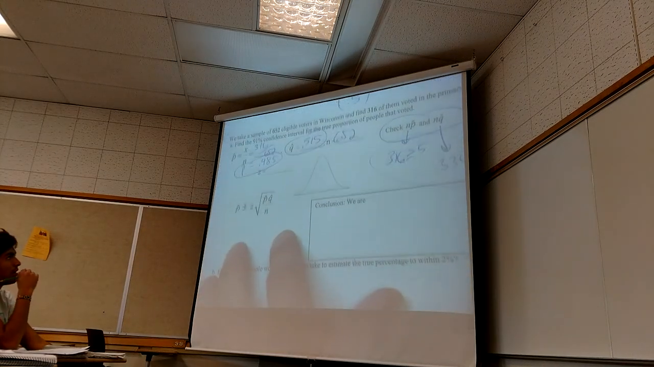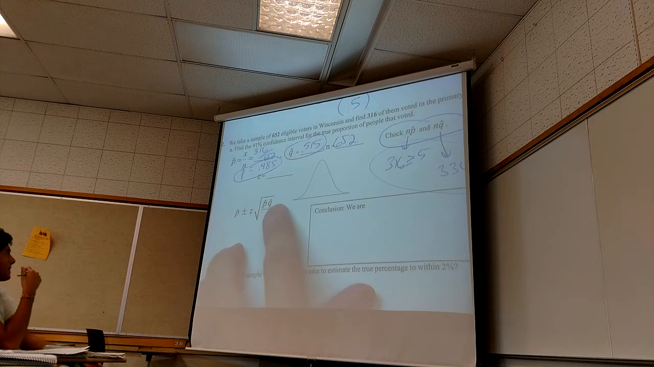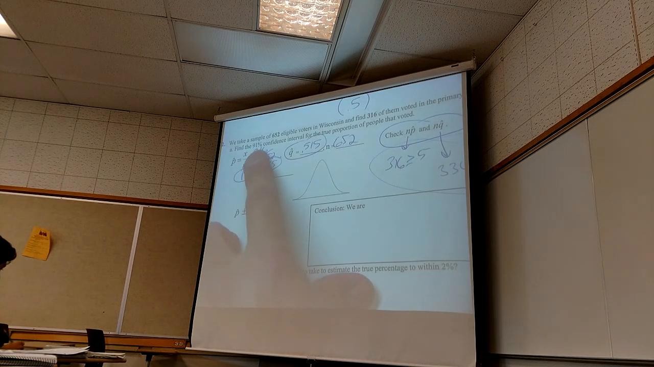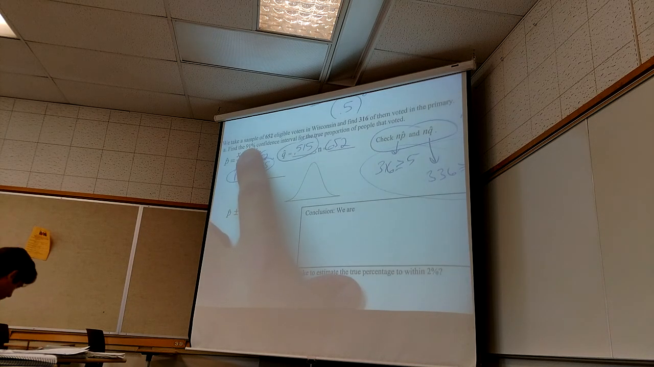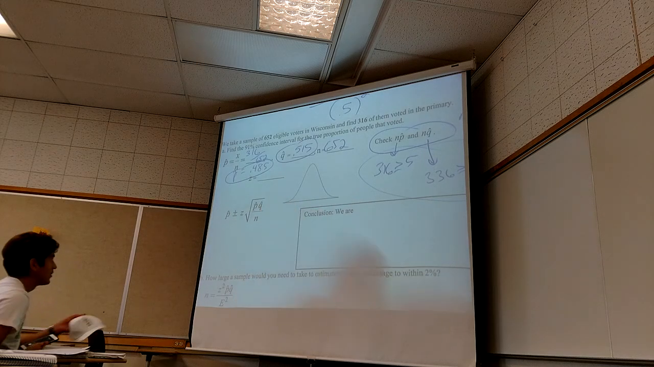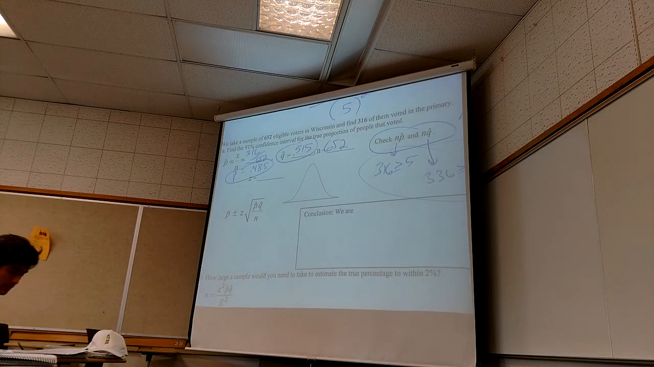So how confident do I want to be in this problem? I want to be 91%. So take a minute and figure out what that z-score is. Some of you already did, so just be quiet. We've done that in class once and on the test once. Right there, one.